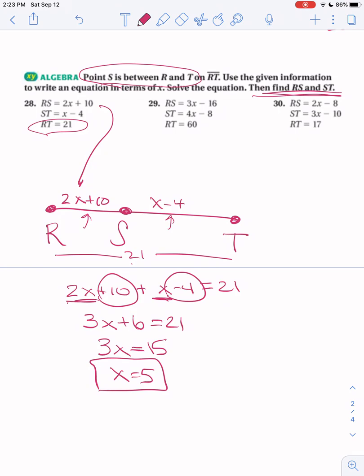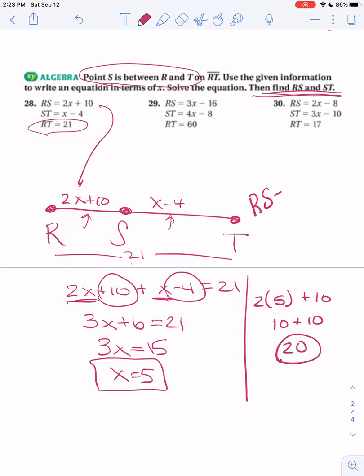So we're going to substitute our 5 back in. We have 2 times 5 plus 10 gives us 10 plus 10. We know that that segment is 20. So we would say that RS equals 20. We know the whole thing is 21. So if we take 21 minus 20, we know this little piece here, ST, must be 1. But just to check, let's substitute in. We know x minus 4. We say that x is 5, so we have 5 minus 4, and sure enough, our answer is 1. Go ahead and try the practice problems.